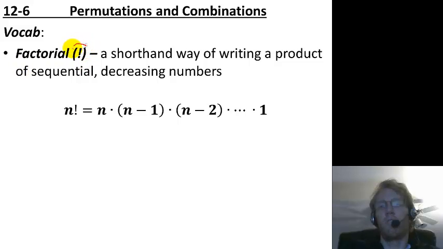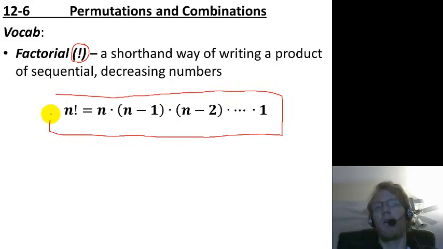The symbol for it in math that we use is an exclamation point, and it's a shorthand way of writing a multiple product of numbers. So a factorial means you multiply that number by all the integer numbers smaller than it all the way down to 1. So the formula looks kind of gross when it's written with these n's and n-1s and n-2s, but in principle using it is actually very easy.